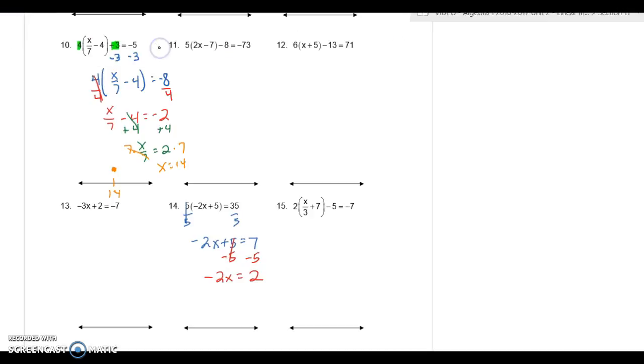And then, to remove that negative 2, because it's multiplication, I'm going to divide by that. I'm not going to add 2 to both sides. I'm going to divide by negative 2. And when I take 2 divided by negative 2, I get negative 1. Again, put that number on the number line and then graph that.